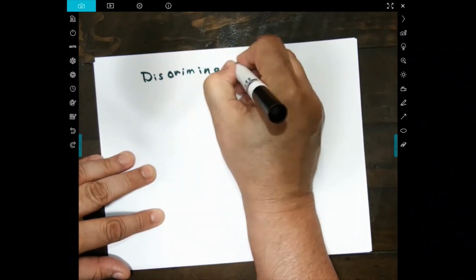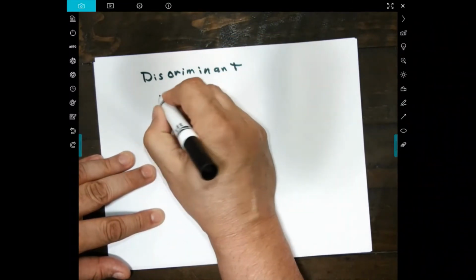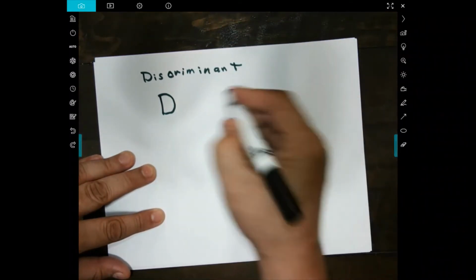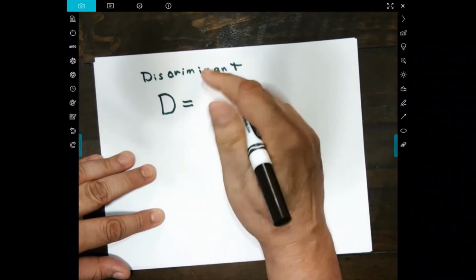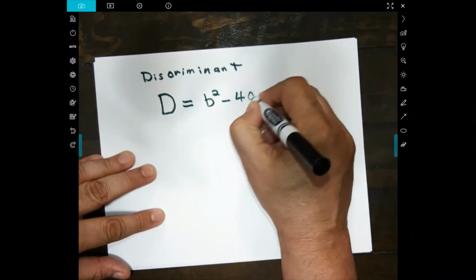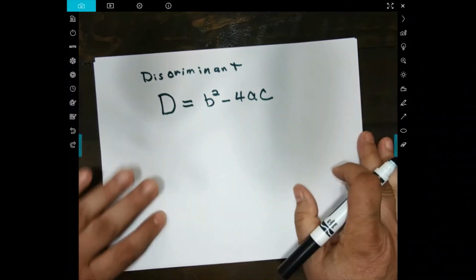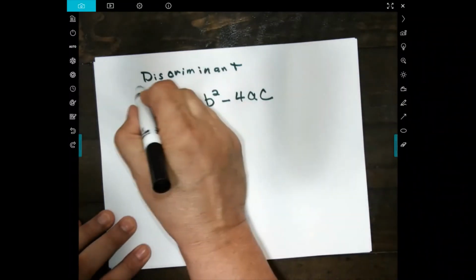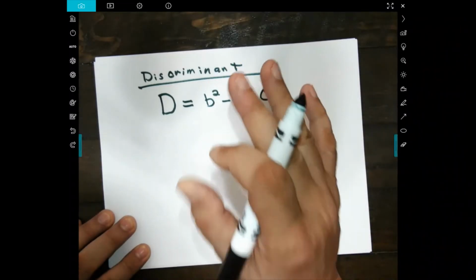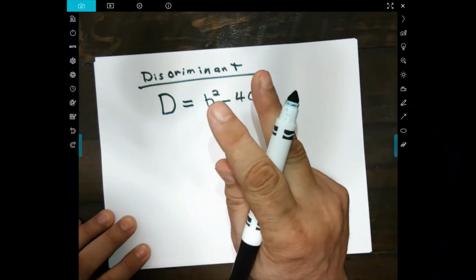Discriminant. We use a capital D to talk about the discriminant, and that's equal to what was under the radical: b squared minus 4 times a times c. What we use this discriminant for is to tell whether we have 0 solutions, 1 solution, or 2 solutions.